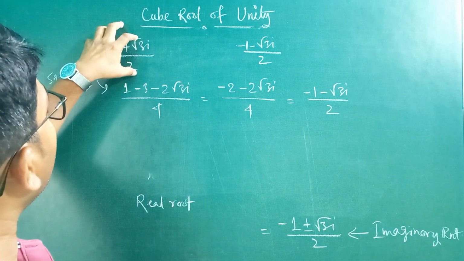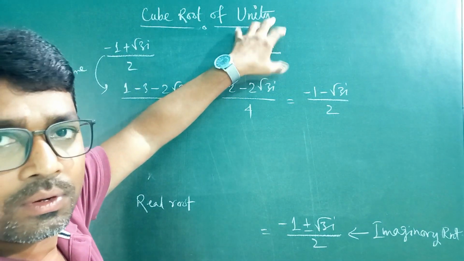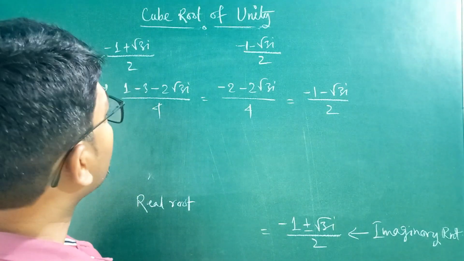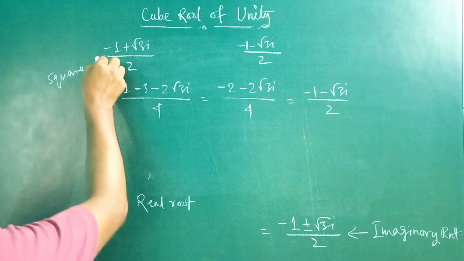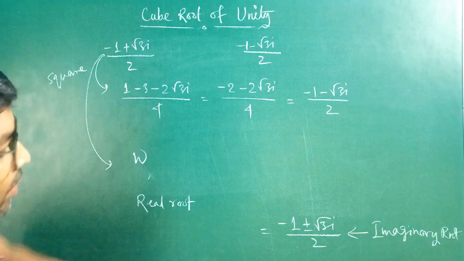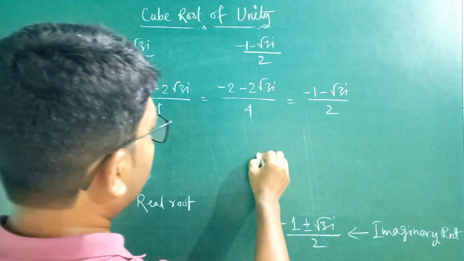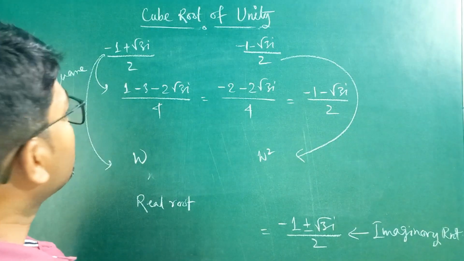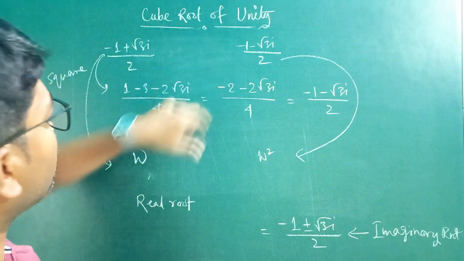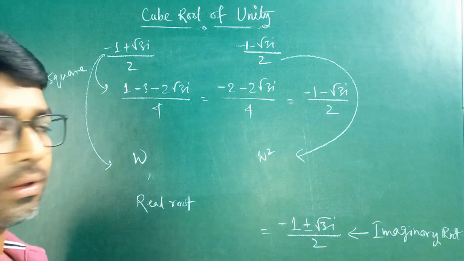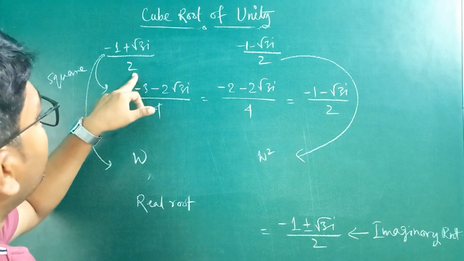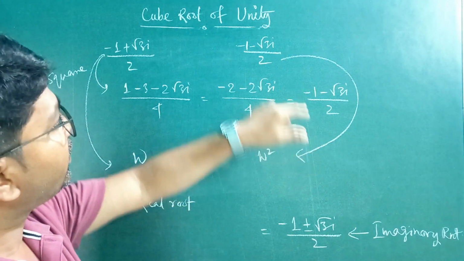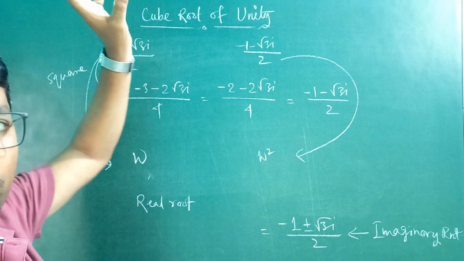That is, if you square one root, you will get the other root. Similarly, if you square this root, you will get this root. That's why we denote this root by omega, and then this one will be omega square. So we define these imaginary roots by omega and omega square. If you take omega as minus 1 plus root 3 i by 2, then omega square will be minus 1 minus root 3 i by 2.